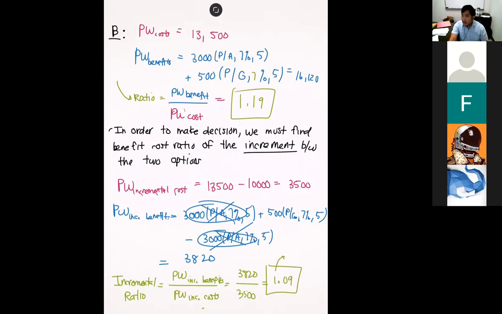Right. And so we're going to take the same attitude that we did with rate of return and MARR, right? And so since the increment is greater than 1, what this tells us is that the better economic option, or the better economic alternative here, is the more expensive one, or the higher cost one. Okay, and so the higher cost option in this case is option B, right? Because that one has a higher initial cost, okay?